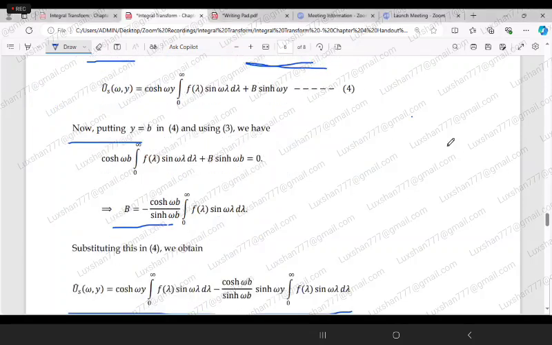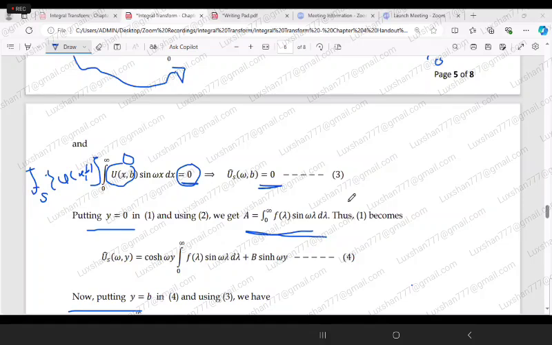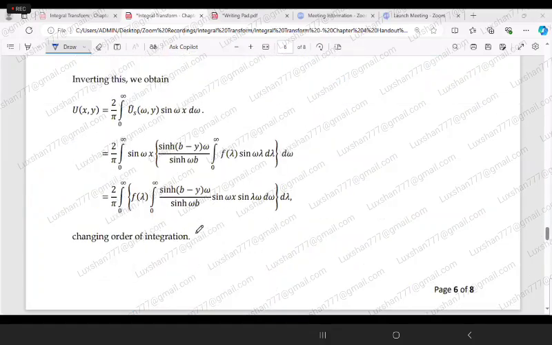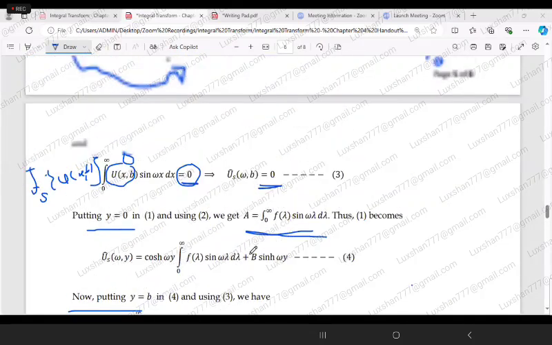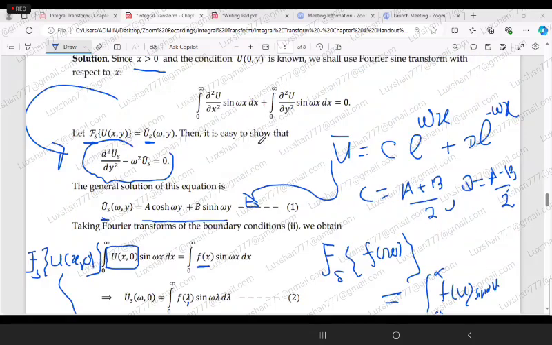Please do this one again. Just close your books and try to do this one again and try to understand. Right, so then we get this answer. Here actually, it's a matter of changing the order of integration, because here we are asked to show the answer.